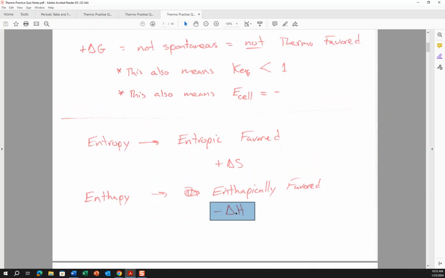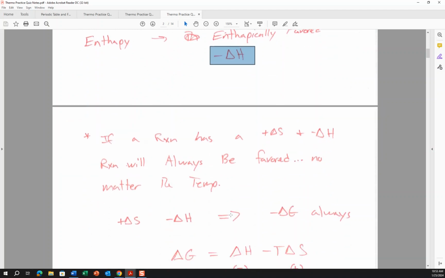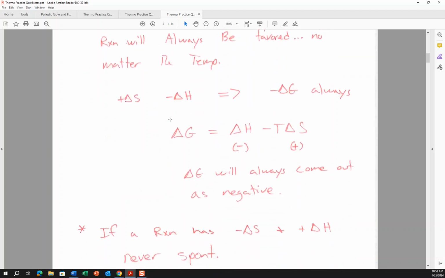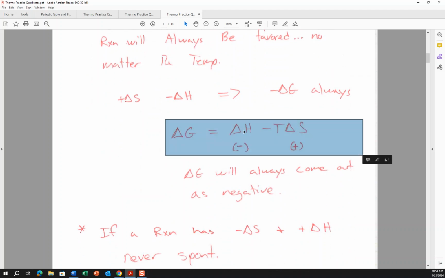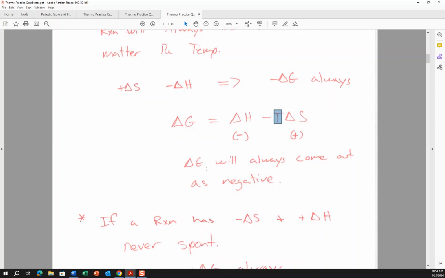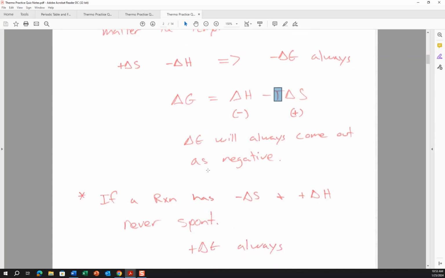Okay. When you have this combination, a negative delta H and a positive delta S, the reaction's always favored because it's both favored in terms of entropy change and enthalpy change. So if a reaction has a positive delta S and a negative delta H, the reaction will always be favored no matter what the temperature, right? And that's just using this equation. No matter what the values are, if this is a negative and that's a positive, whatever numbers you plug in for this equation, knowing that temperature can only be a positive value because it's the Kelvin scale, delta G is always going to come out to be negative. And a negative delta G means a spontaneous reaction.